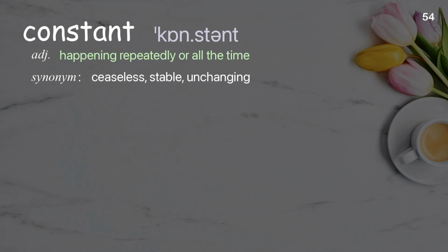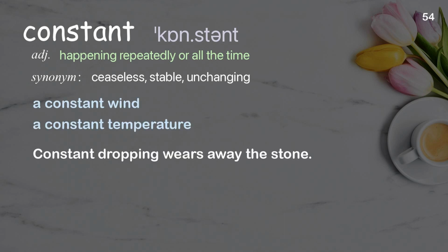Constant: Happening repeatedly or all the time. Examples: A constant wind. A constant temperature. Constant dropping wears away the stone.